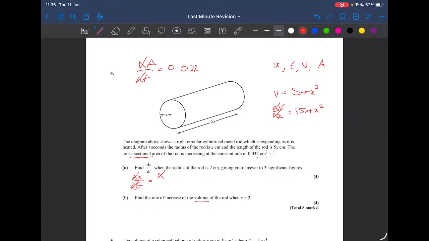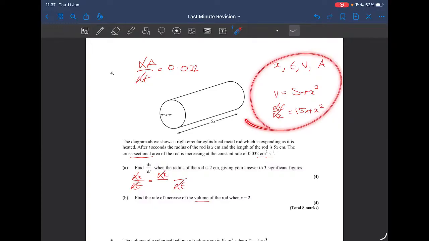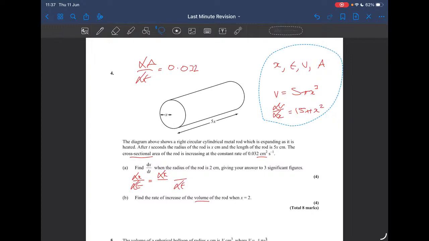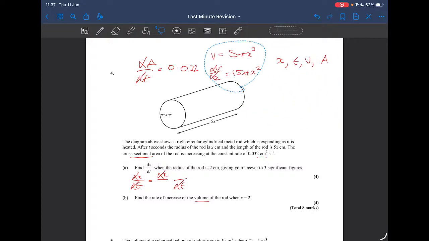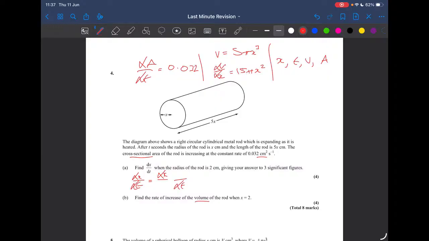What things do I know? Well, we've got to keep a dx there and a dt over here. And then it's going to be either A or V. So which ones do we have? We have a V, but we can also do the same process with the A. A is going to be pi x squared, and dA/dx is going to be 2 pi x. Where we have the choice between A or V, we only have a number for A, so we have dA/dt. We don't have a dV/dt. So we're going to have to use dA/dt.